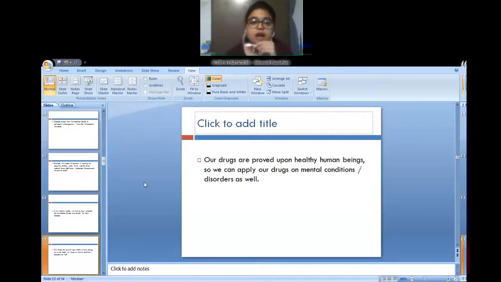Our drugs are proved upon healthy human beings. We all know that our drugs are proved upon healthy human beings. So we can apply our drugs on mental conditions or mental disorders as well. So homeopathy can also cure those mental conditions and mental disorders because we have so many mental symptoms, and that we get because our drugs are proved upon healthy human beings.